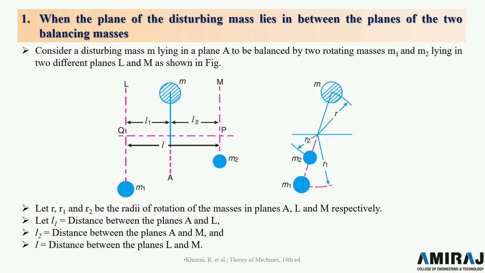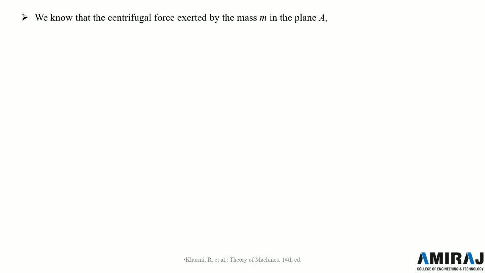Now we know that the centrifugal force exerted by mass m in plane A is given by Fc equal to m omega square r. This is the same diagram. We can also draw this diagram so that the angles are indicated differently.